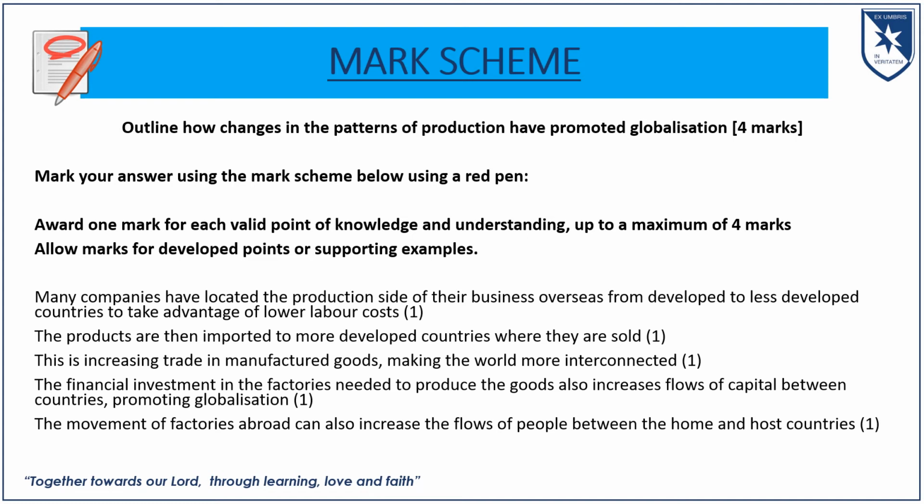Many companies have located the production side of their business overseas from developed to less developed countries to take advantage of lower labour costs. 1 mark. The products are then imported to more developed countries where they are then sold. 1 mark. This is increasing trade in manufactured goods, making the world more interconnected. 1 mark. The financial investment in the factories needed to produce the goods also increases flows of capital between countries, promoting globalisation. 1 mark. The movement of factories abroad can also increase the flows of people between the home and host countries. 1 mark.